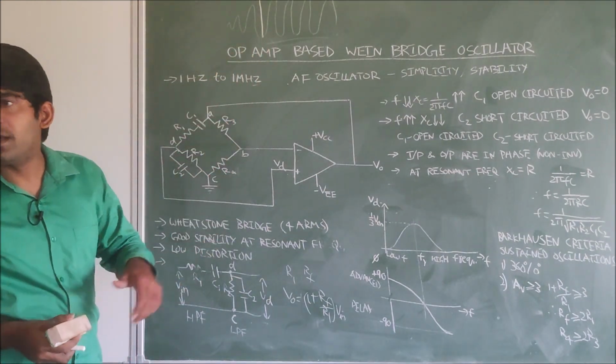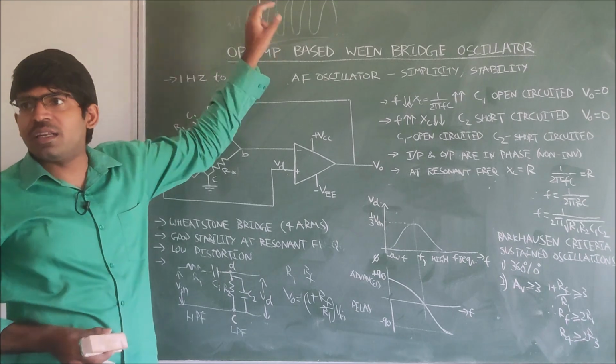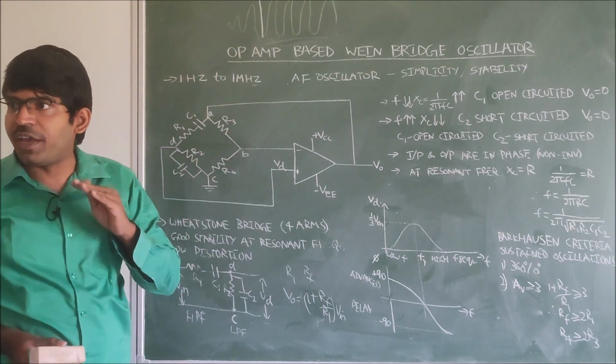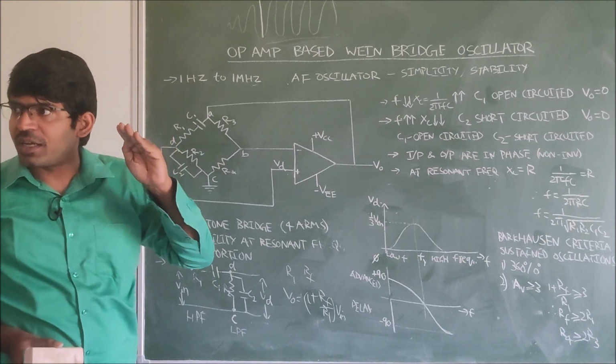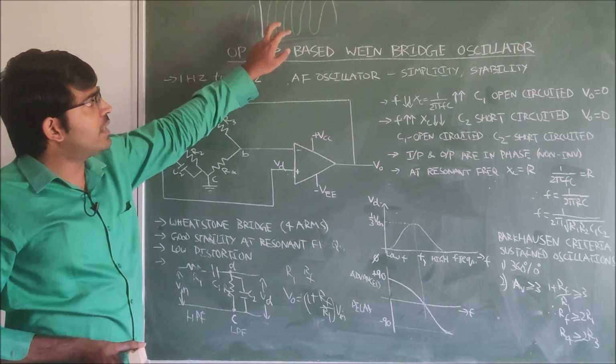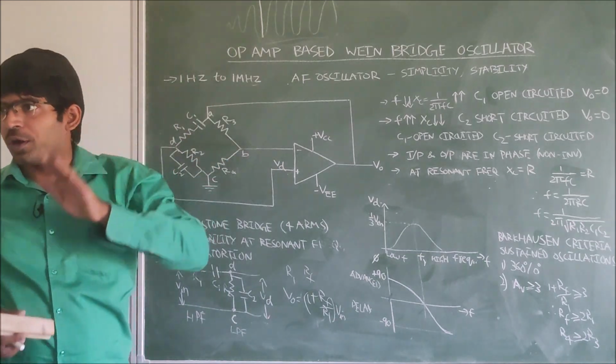In order to generate these oscillations, initially we expect the A beta to be greater than or equal to 1, and here the A beta should be equal to 1.